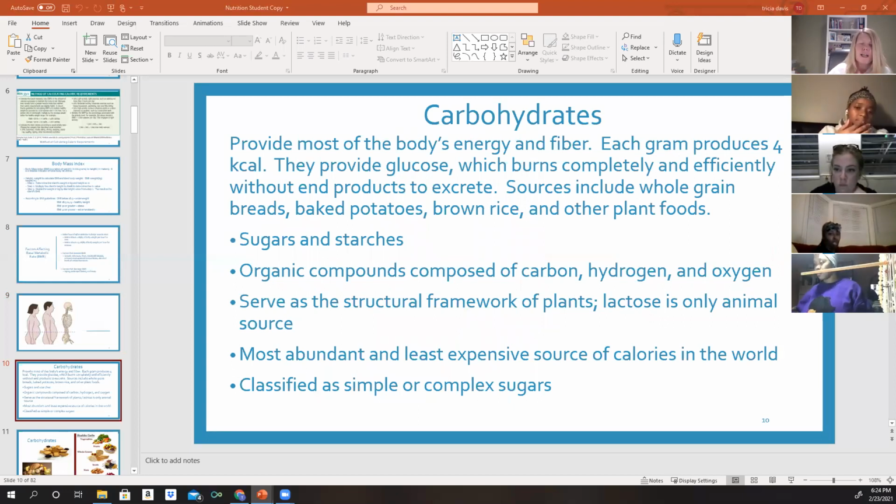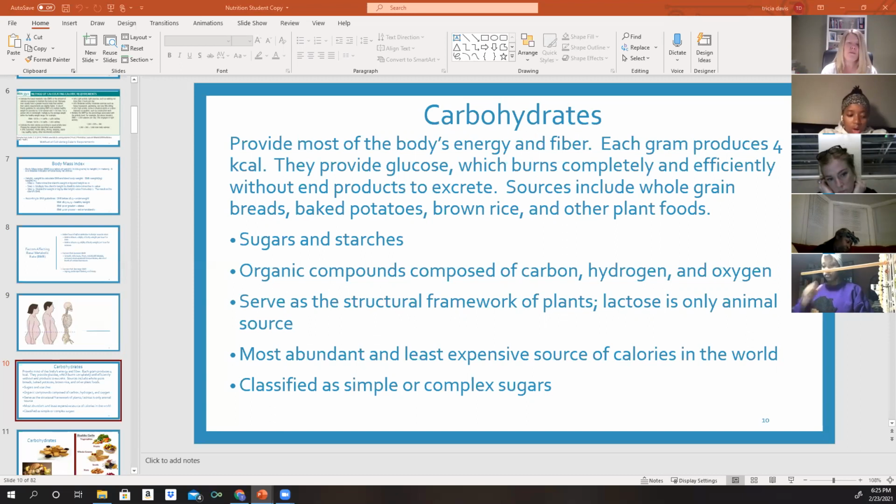All right, so carbohydrates. Carbohydrates are also known as sugars and starches. They provide our body with energy and fiber. Each gram produces 4 kcal. They provide glucose, which burns completely and efficiently with end products that we ultimately excrete from our body. Sources of carbohydrates include whole grain breads, baked potatoes, brown rice, and other plant foods.